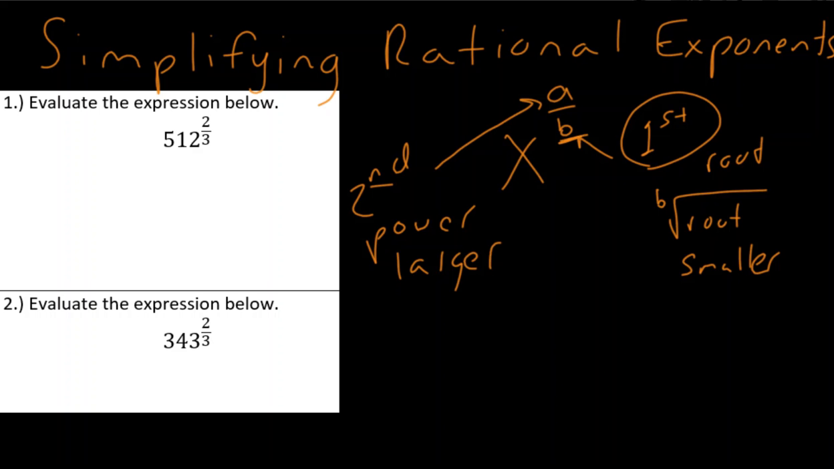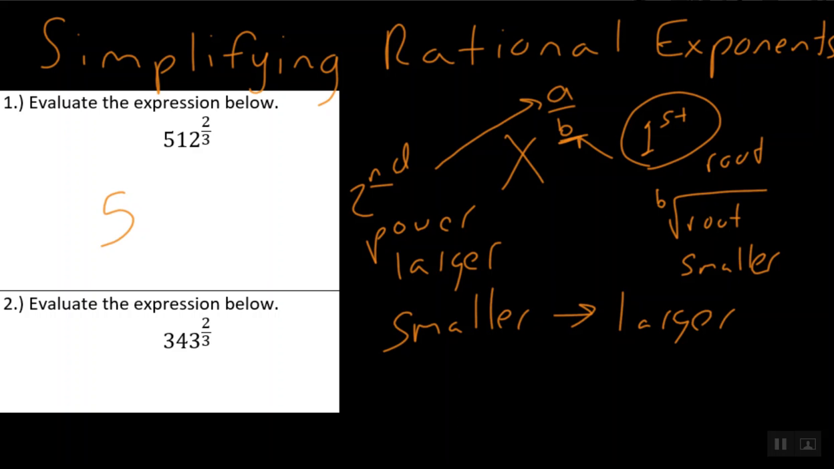Okay, so how do we apply that here? Well, the rule, and I want you all to write this as well, is smaller and then larger. Because if you work with something that's smaller first, it's obviously going to be a little bit easier. So right here, we want to take this 512, and we want to make it smaller. So we're going to focus on the root, the denominator, the 3 first. And so we're going to take the cube root of 512. And then on the outside of all of this, we're going to put the square, which is going to make it larger.